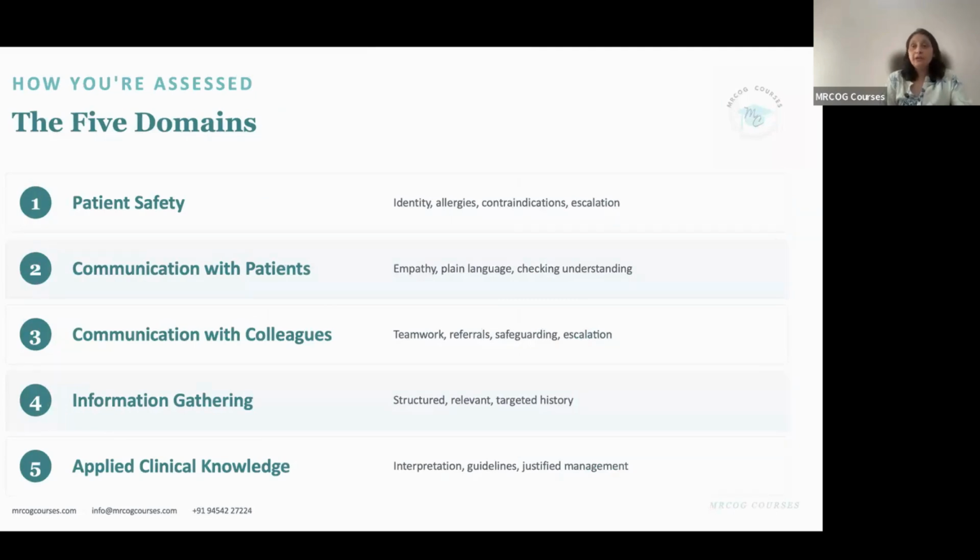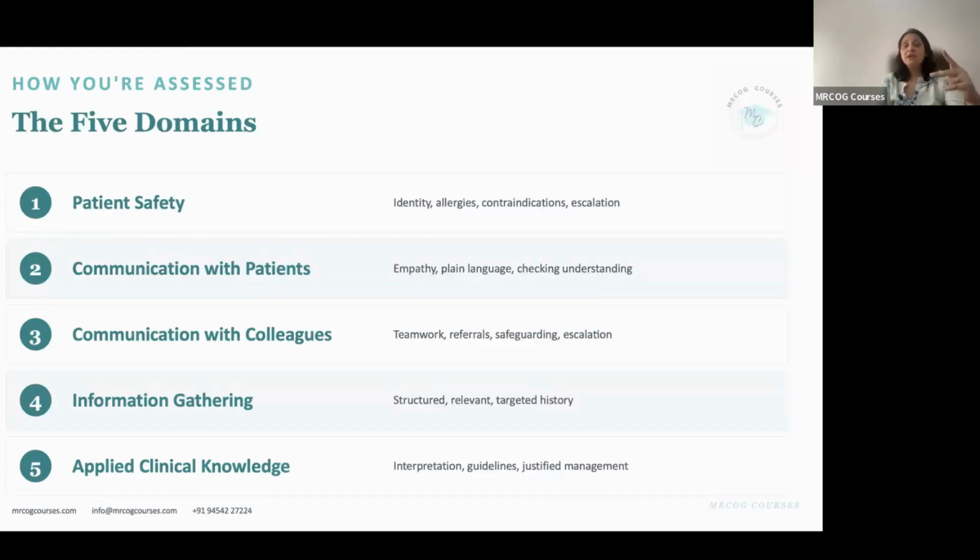Now here you will be marked on 5 domains for every station. There may be 3 domains in any particular station. There may be 4 domains in any particular station, but they will be out of these only. So the 5 domains tested are, first, patient safety. Are you a safe doctor? That is a question which is answered by the examiner. Does he see you as a safe doctor?